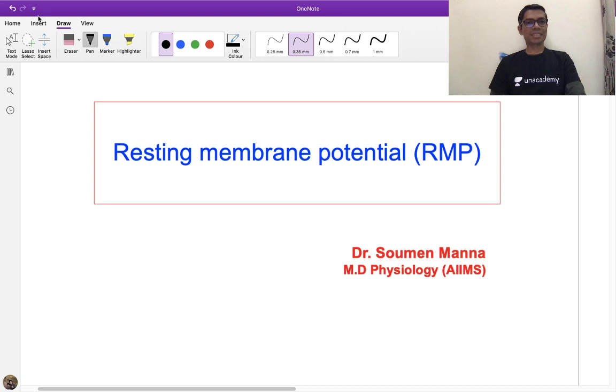Okay, so what we are going to do in this session, we are going to discuss this resting membrane potential with the help of some MCQs. Those MCQs may be repeat MCQs from entrance examinations, or some MCQs are new to give you concept on this topic, because this is a very important topic, not only for your AIIMS entrance examination but also for the NEET examination.